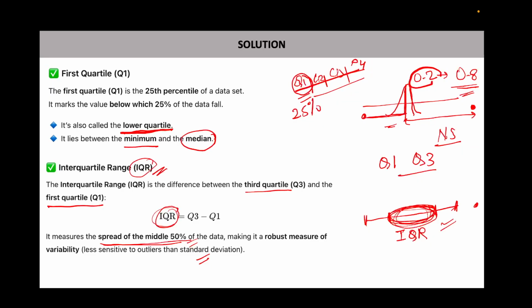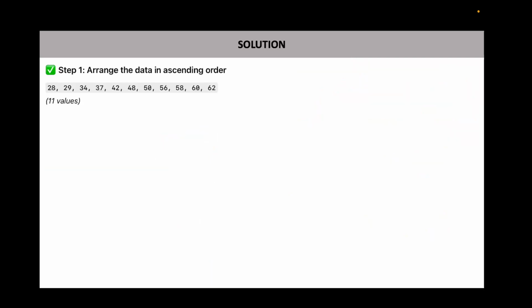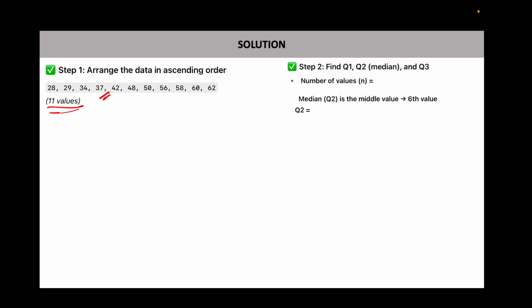Now to solve this question, we need to calculate the Q1 and the Q3 values, and we will go step by step. So very simple. First you need to arrange all the values of the data set that is given, and in this case we have 11 values. Second, you need to find the Q1, Q2 and the Q3. As we said, to find Q1 you need to know the n first, and in this case your n value is 11, which is an odd value.